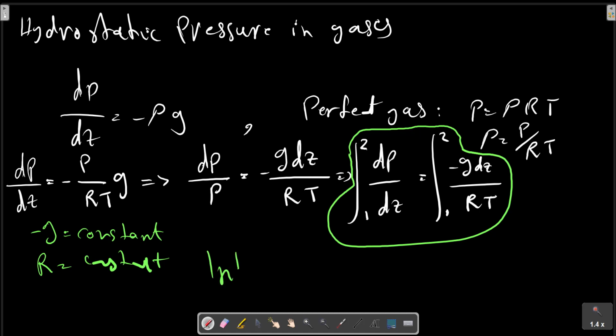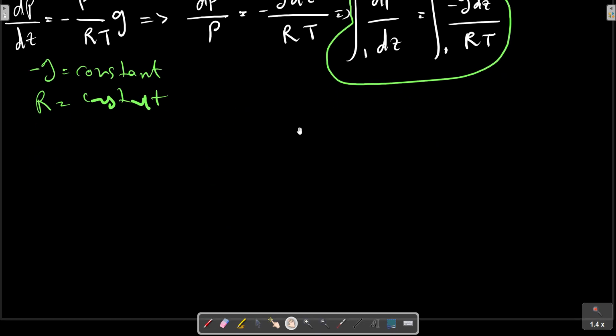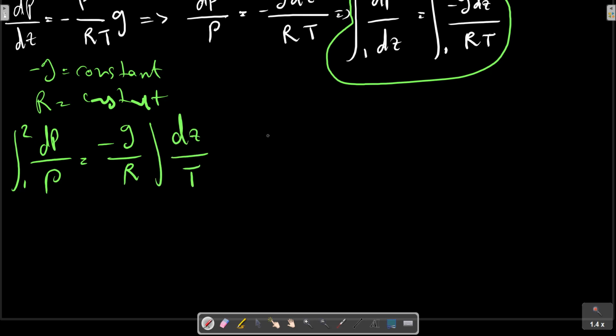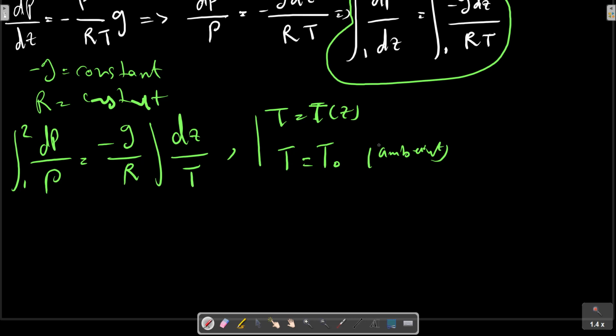this integration: dP over P equals minus g over R times the integral of dz over T. If we have a function of T over z, we can calculate this relation, but in the case of hydrostatic, we assume that T is constant, equal to T0, the ambient temperature. Isothermal atmosphere condition.